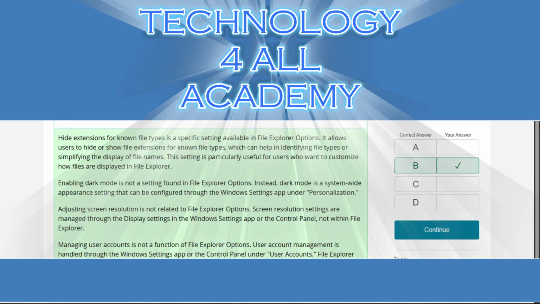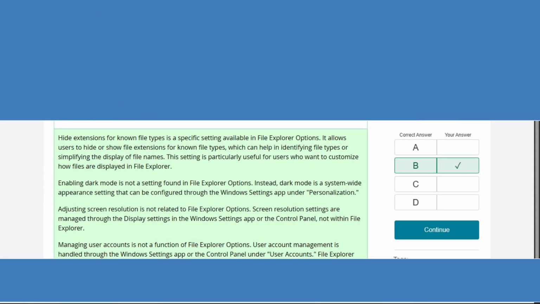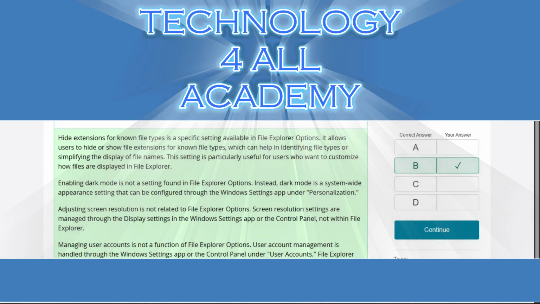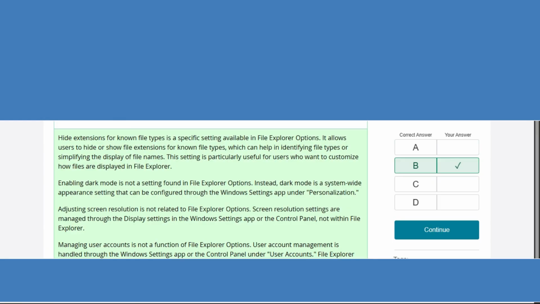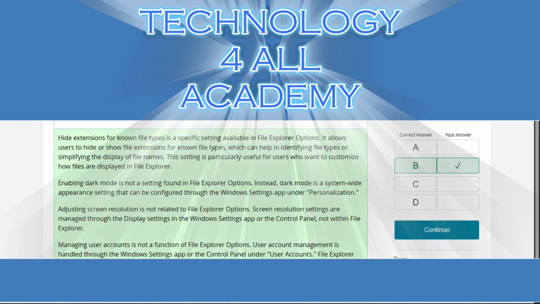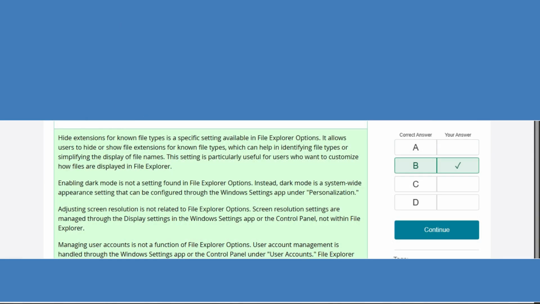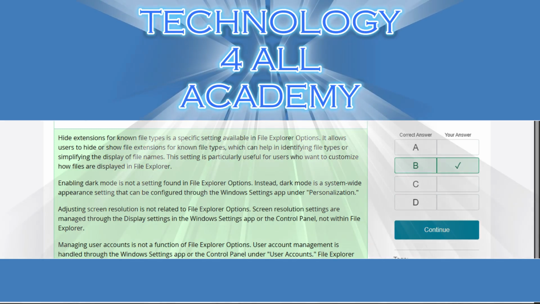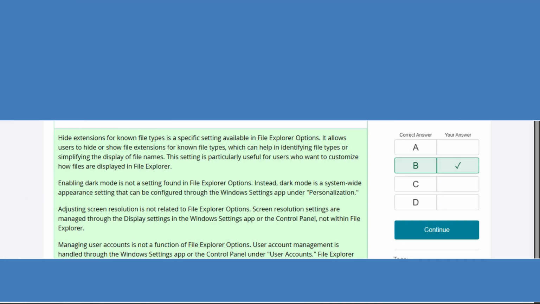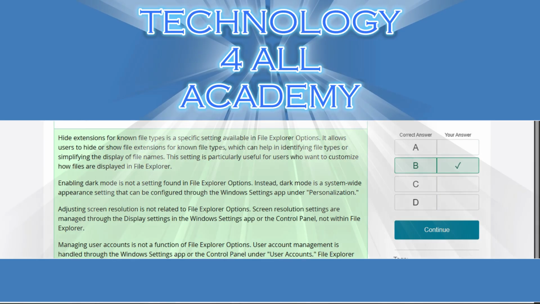And it says, hide extensions for known file types is a specific setting available in File Explorer options. It allows users to hide or show file extensions for known file types, which can help in identifying file types or simplifying the display of file names. This setting is particularly useful for users who want to customize how files are displayed in File Explorer.